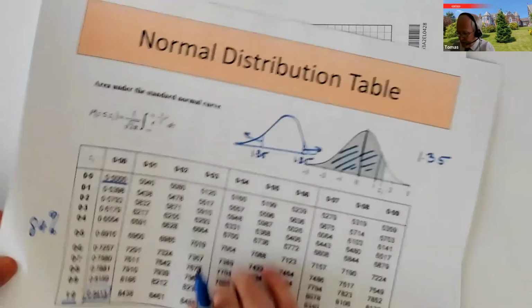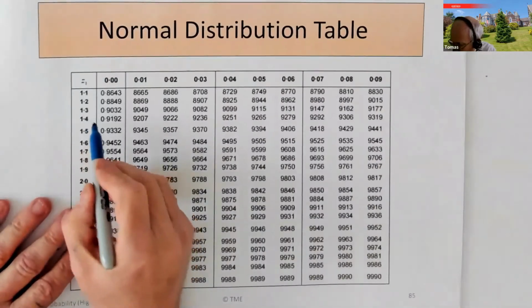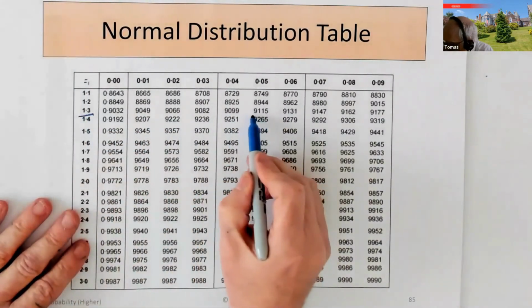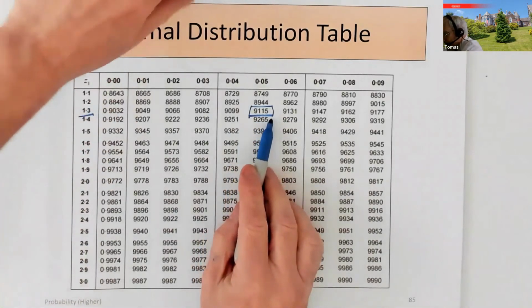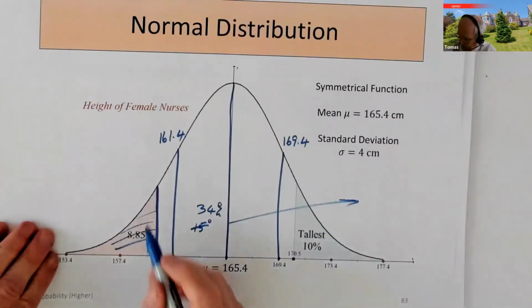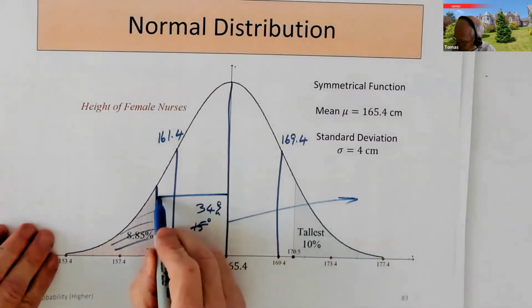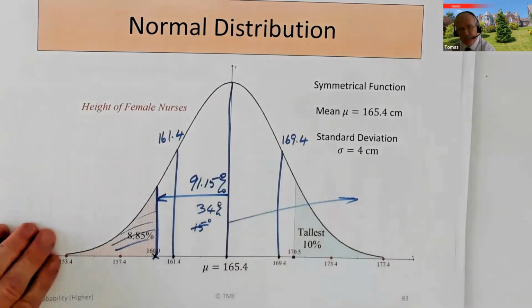So I go to the next page. Oh, sorry, it is here, great. I thought I was missing it. So 1.3 and across to 5. 0.9115, which is great. So this is telling me that by the time I get to here, I've picked up 91.15%.